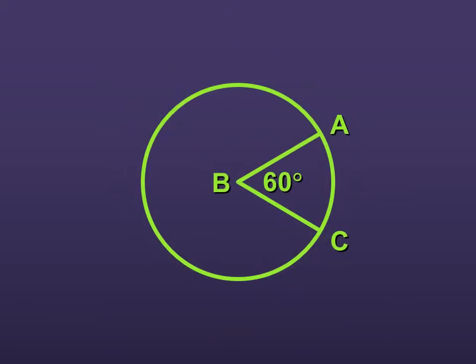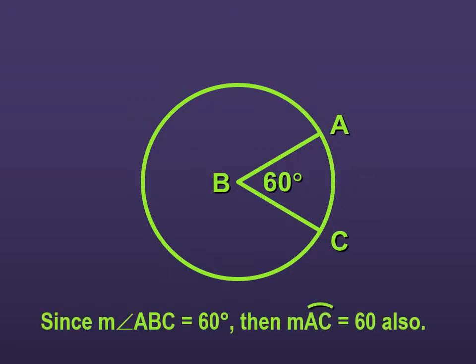So let's take a look at measuring arcs. We have a central angle, angle ABC, and that measure is 60 degrees. Let's say we wanted to know what arc AC is. Well, since angle ABC is 60 degrees, that means the measure of arc AC is equal to 60 as well.